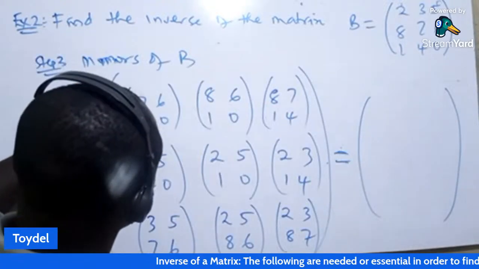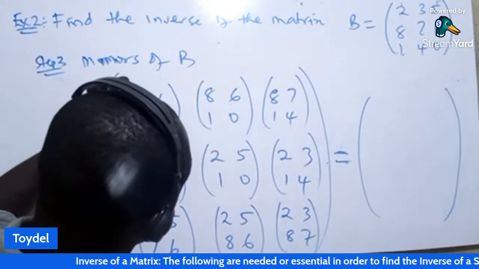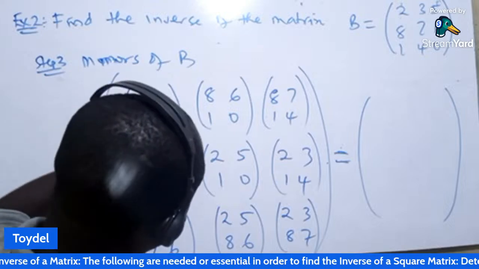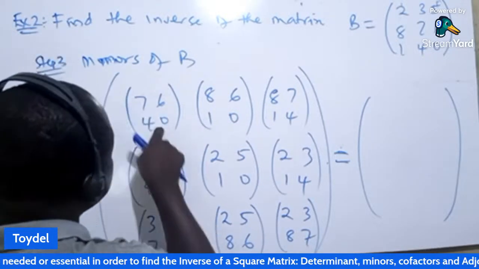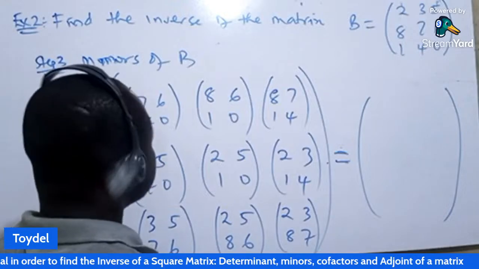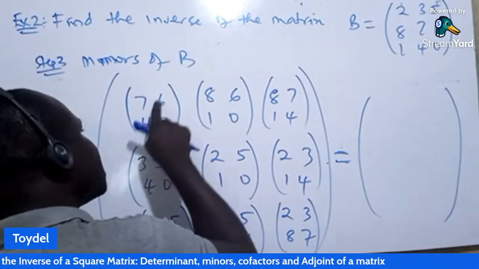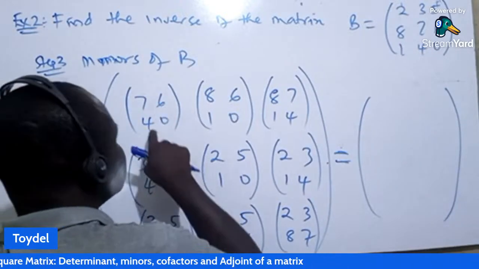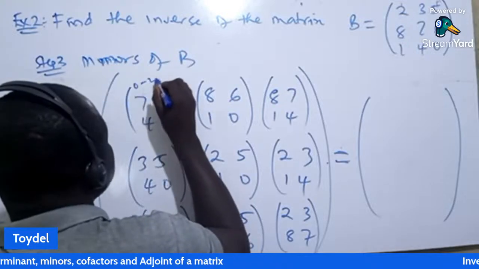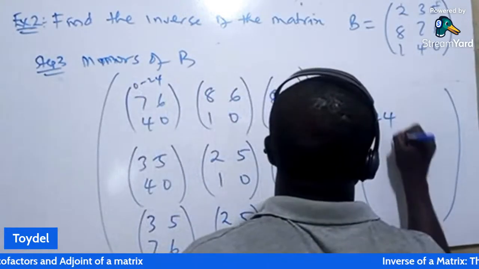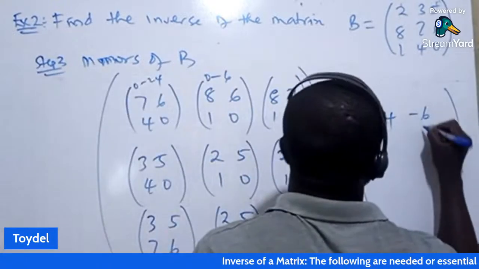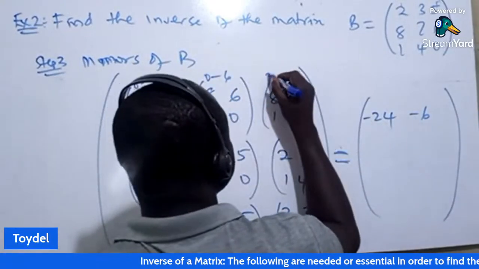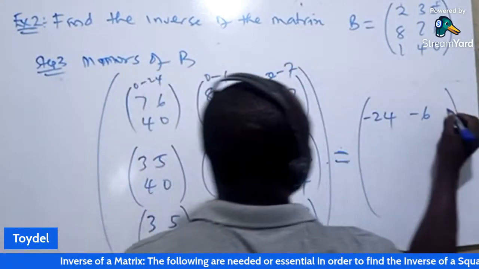Look at it, we use the leading diagonal. We multiply the elements along the leading diagonal minus the one along the other diagonal. So 0 times 7 is 0, minus 4 times 6 is 24. That is 0 minus 24, and that gives minus 24. The second one is 0 minus 6, that's equal to minus 6. Then the third one, 8 times 4 is 32, minus 7, that is 25.